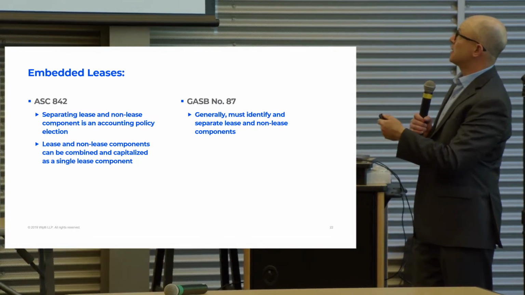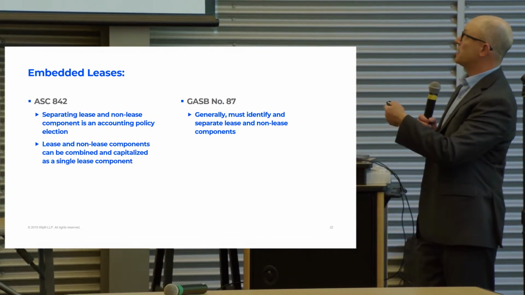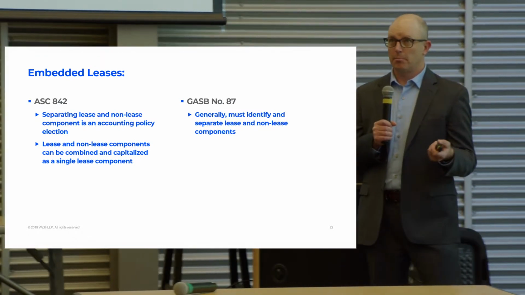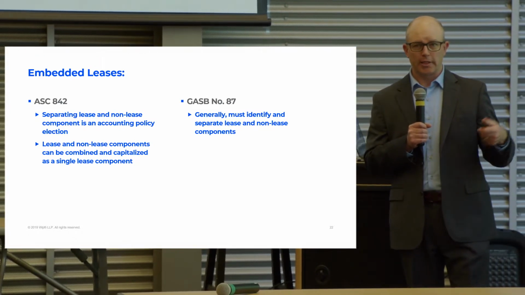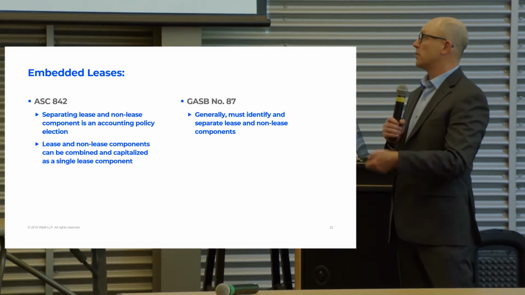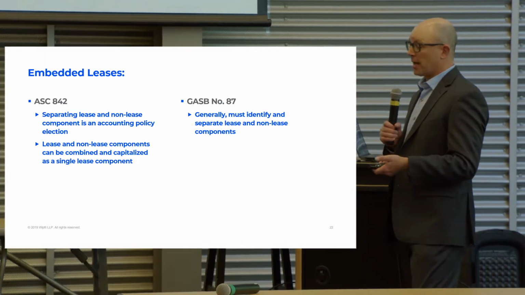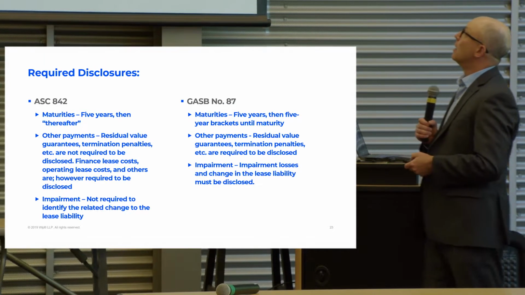GASB says you basically just have to do the legwork and separate out lease and non-lease components and account for them. The components of the agreement that fall under the lease guidance are GASB 87. The ones that aren't are just going to be straight up expenses. So that's another practical expedient that's not allowed.